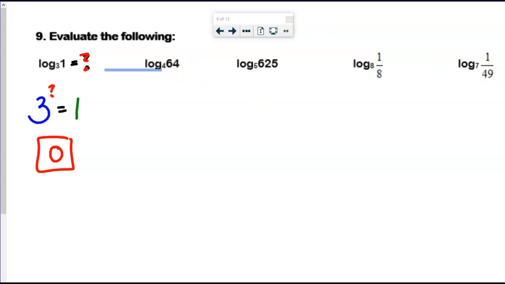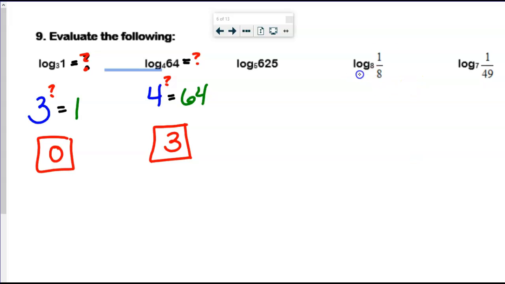This guy is very similar, where you're going to start by rewriting it as an exponential. You're going to say 4, the base 4, raised to what power is going to give you an answer of 64? So maybe you think about it, maybe you test some things out on your calculator, but after verifying things on my calculator, I find out that that is the 3rd power.